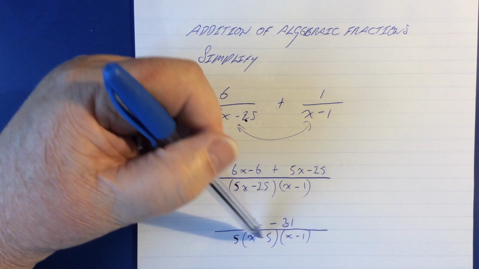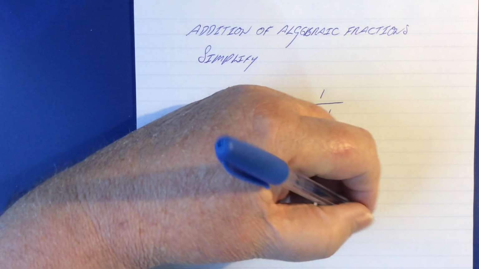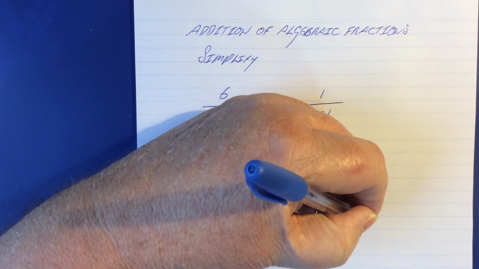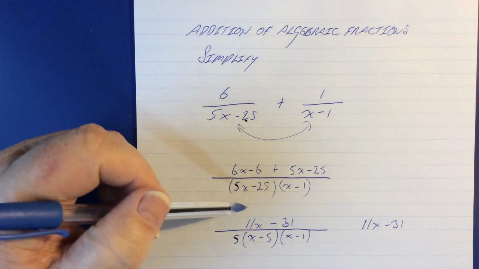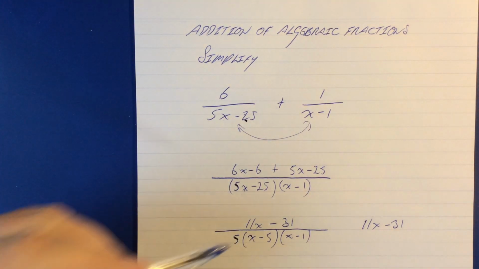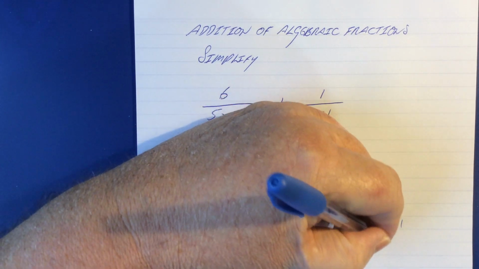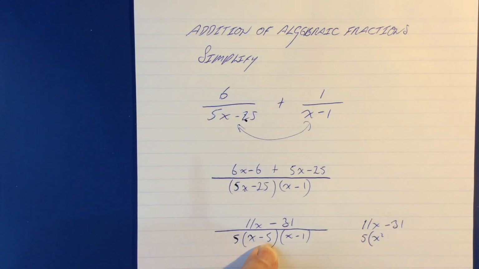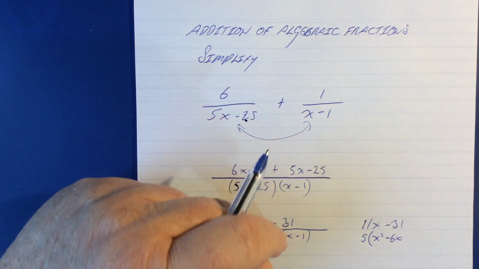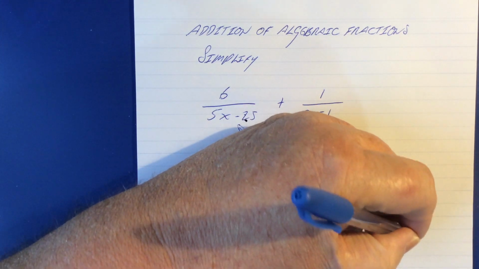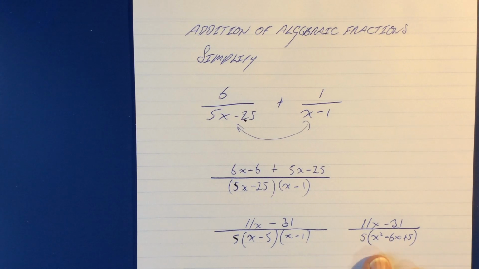But we can multiply these, so let's just do that. 11x minus 31. There's nothing here that will cancel, so we really are just tidying this up. 5 into x squared minus 5x minus 1 minus 6x, negative 5 times negative 1 plus 5. That's a slightly tidier answer.